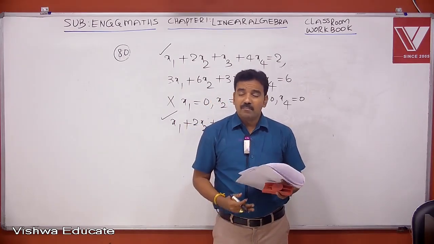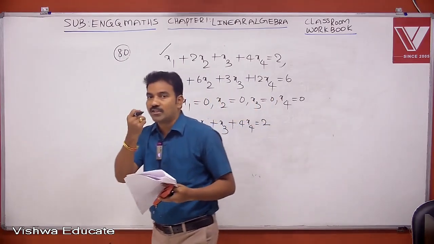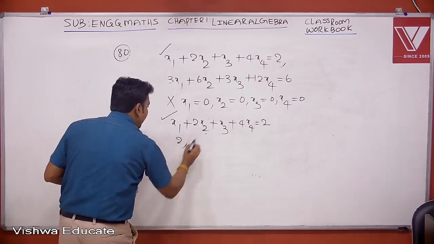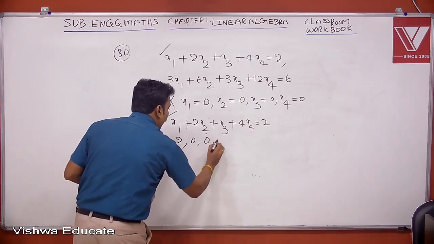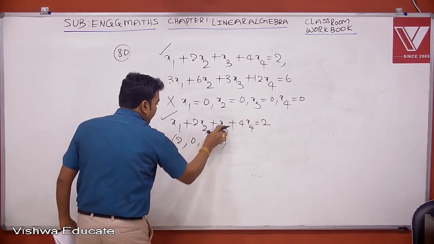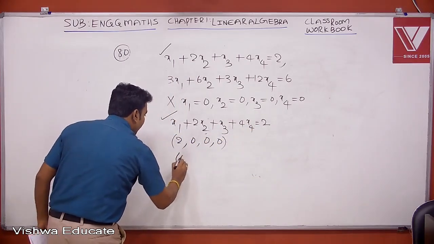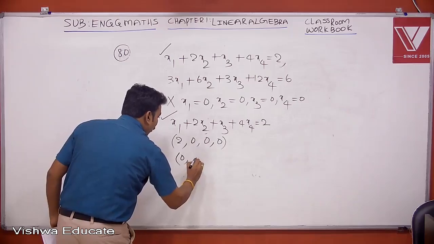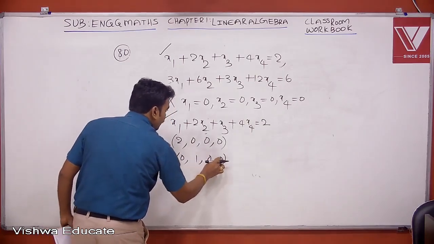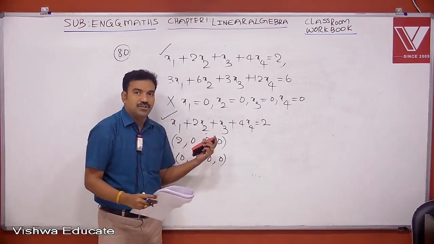Infinitely many means many non-trivial solutions are possible. Let me tell you one simple non-trivial solution. Suppose I take x1 value 2, x2 0, x3 0, x4 0. Substitute these and you will get 2. Another possible solution is x1 0, x2 value 1, x3 0, x4 0, and you will get 2. Like this, you can produce infinitely many solutions.